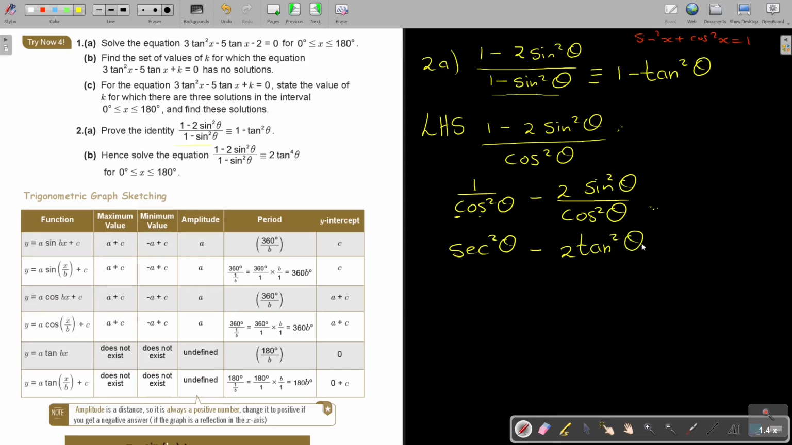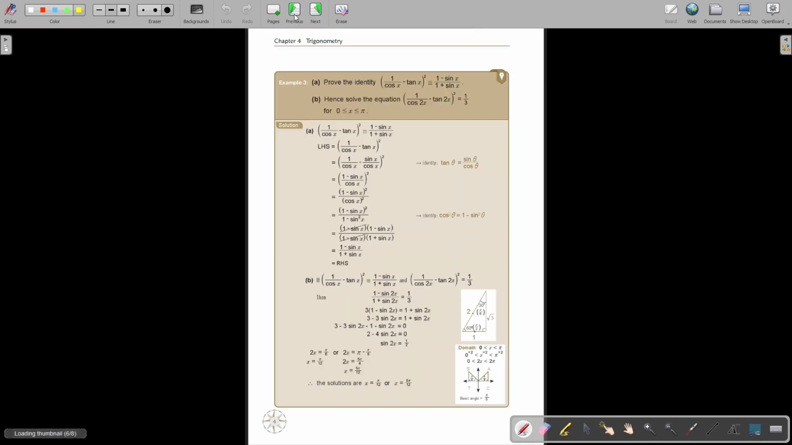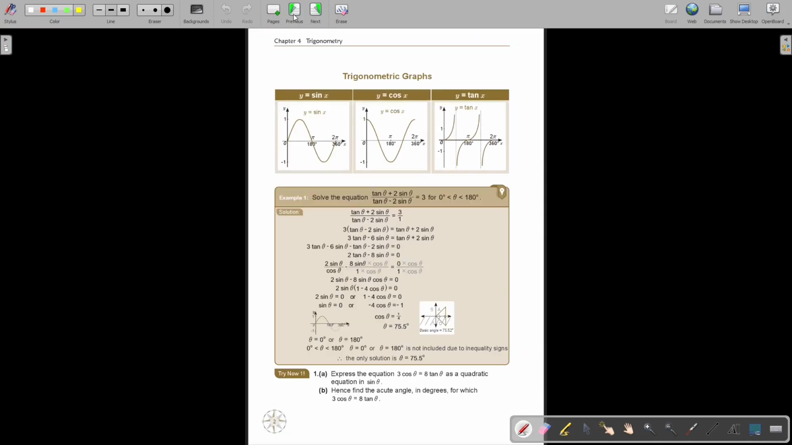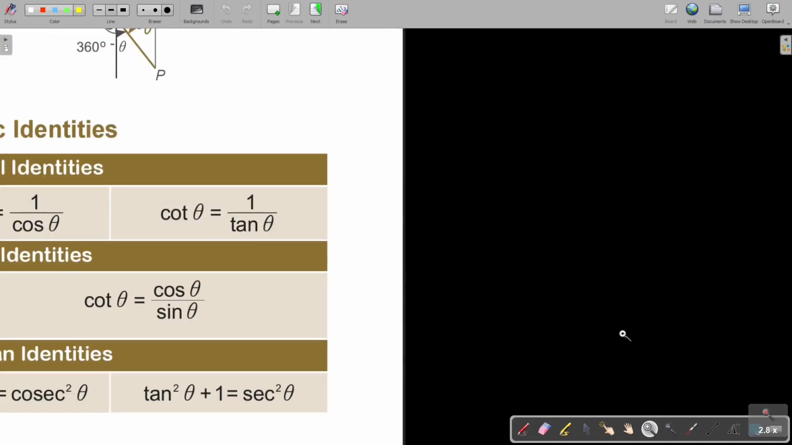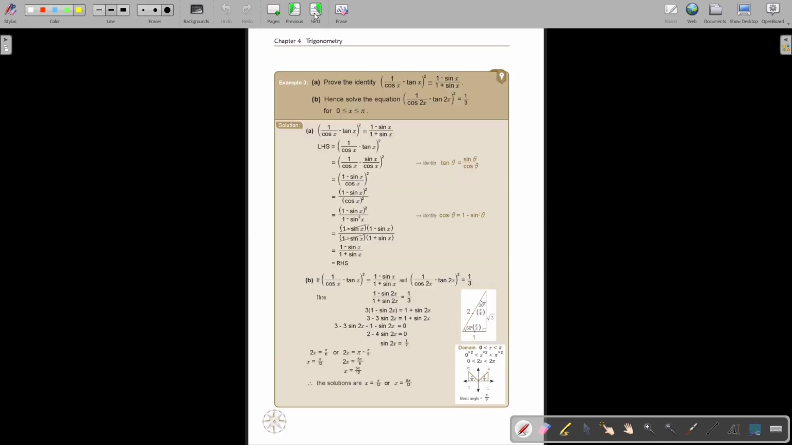Now I want to take you back. You must know your 3 basic identities in this chapter. If I take you back, can you remember this identity? Let me make it bigger. I'm going to use this one now: tan square theta plus 1 is equal to sec square theta. In the place of sec square theta, I'm going to substitute that. So let's just go back.